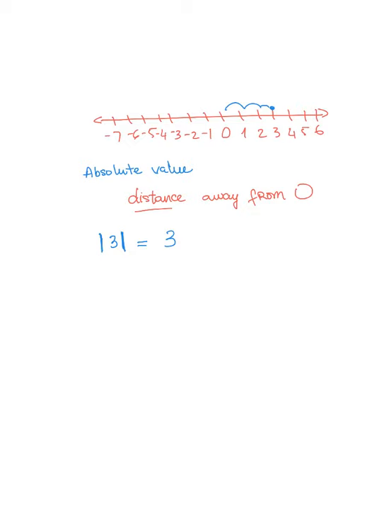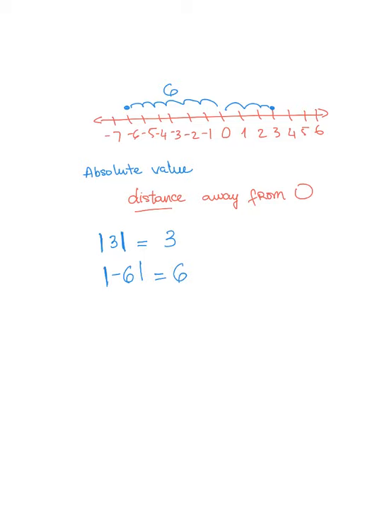Okay, what if I'm looking for the absolute value of -6? Okay, absolute value of -6 is the distance away from 0. -6 away from 0 is 4, 5, 6, 6 units.